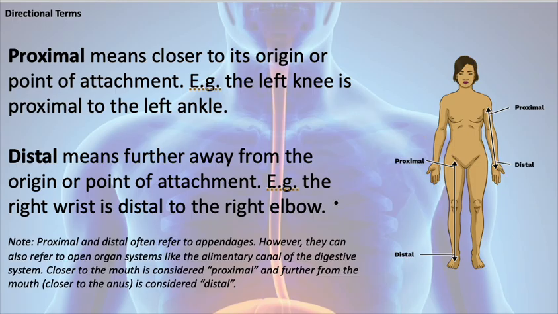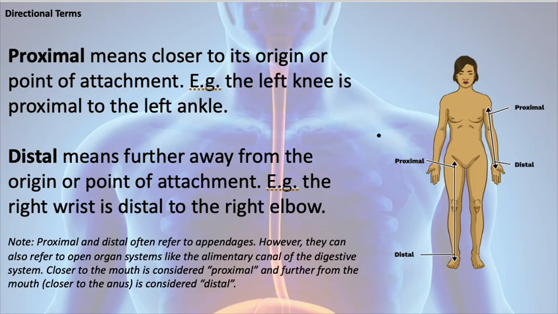Another example of using proximal and distal that's used in healthcare: these terms can also be applied to any open organ systems. An example of an open organ system would be the alimentary canal of the digestive system. So the digestive tract begins at the mouth and ends at the anus. The alimentary canal is one continuous canal that goes from the mouth down the esophagus, the stomach, intestines, colon, rectum, and anus. So that's one continuous pathway.